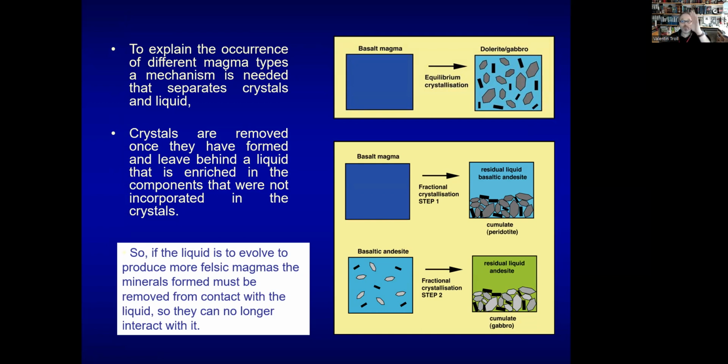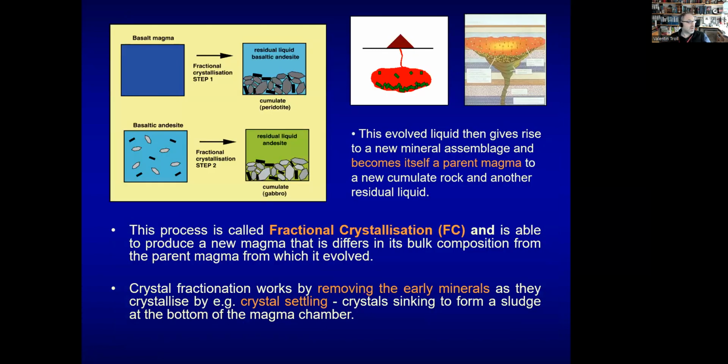And if that liquid moves up through the volcano, starts to form its own magma chamber, then it can actually crystallize again, and maybe it crystallizes a slightly different mineral assemblage. But if we separate that again, we make yet again a new liquid. So the new residual liquid could be, for example, an andesite, and the cumulate is also a little more evolved. It's then a gabbro. So if the liquid is to evolve to produce more felsic magmas, the minerals must be removed. We must fractionate the crystallized products from the liquid. And if we do this, we call this, as I said, fractional crystallization.